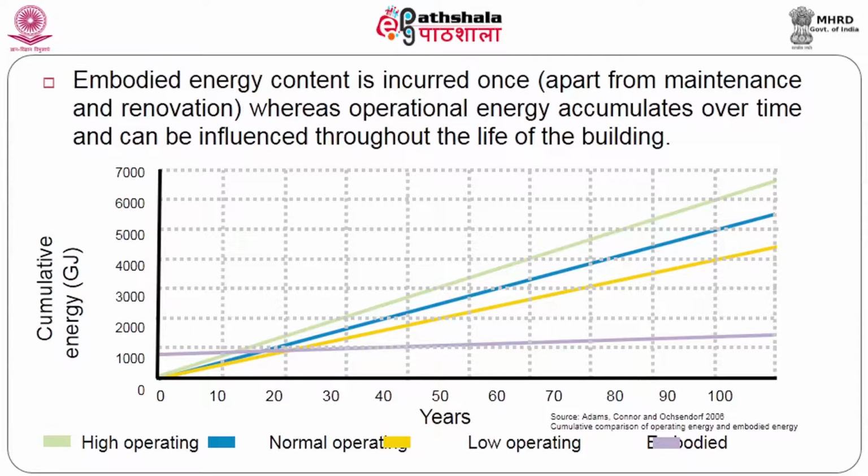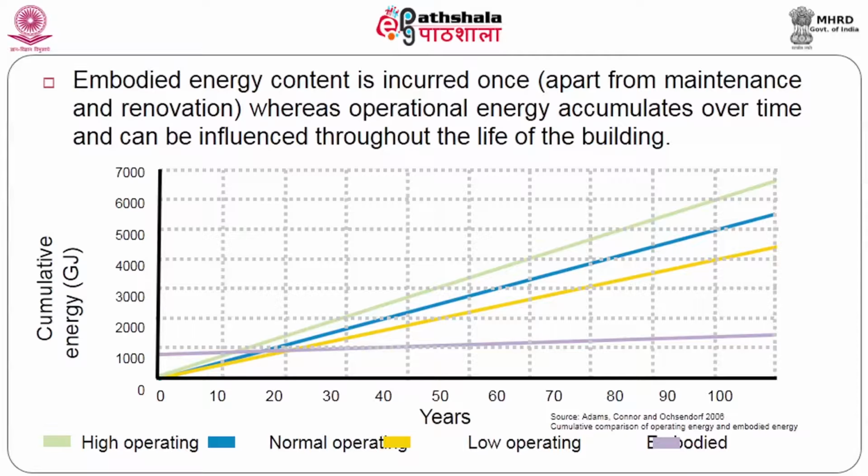Basically, the embodied energy initially is huge, as you can see in this graph, the one in light blue. The one on the left is in gigajoules, it is not megajoules, it is gigajoules. After certain years of high operating, the operating energy will almost meet the embodied energy, at around 10 years.